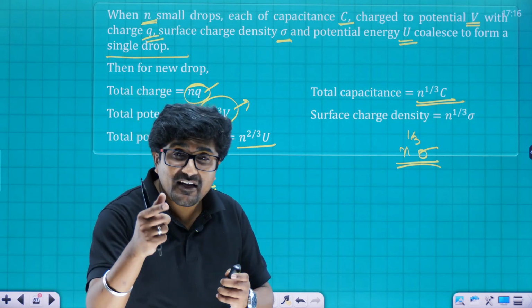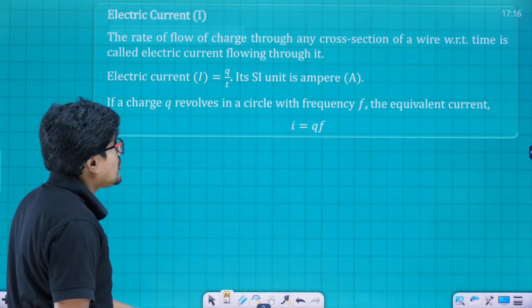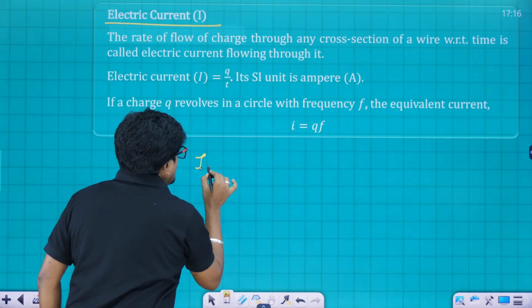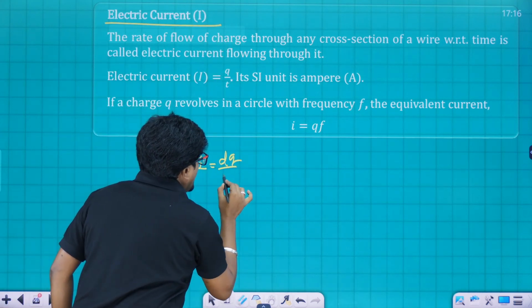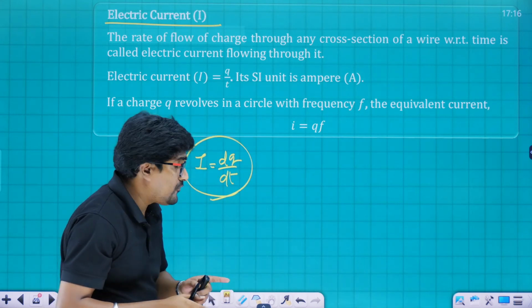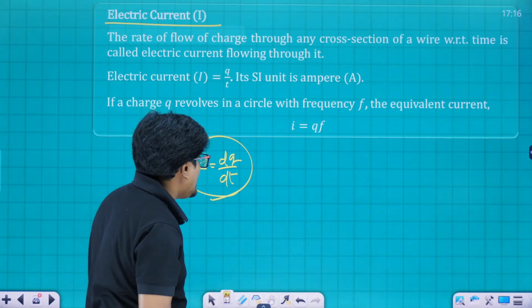Now let me take you to the next chapter, that is current electricity. Here comes the first topic, electric current. We all know that electric current I can be written as dq by dt if we have an unsteady flow of current. This is the expression for instantaneous current.